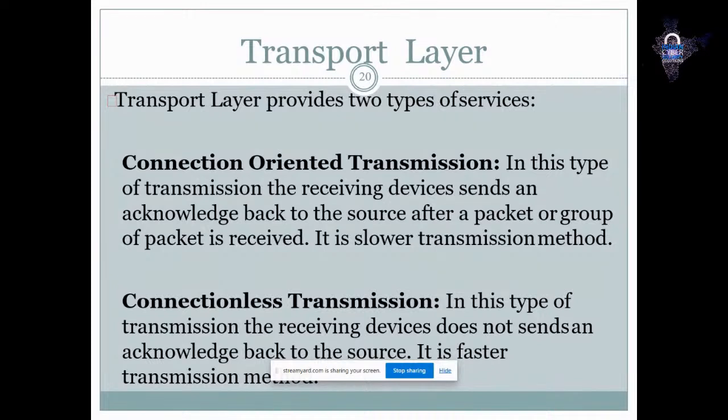Transport layer provides connection-oriented and also connectionless transmission, but most of the times it is connection-oriented transmission, which is done by some protocols like TCP, Transmission Control Protocol. So this is a connection-oriented or reliable communication, you can say, and acknowledged protocol means acknowledgement comes to the sender.